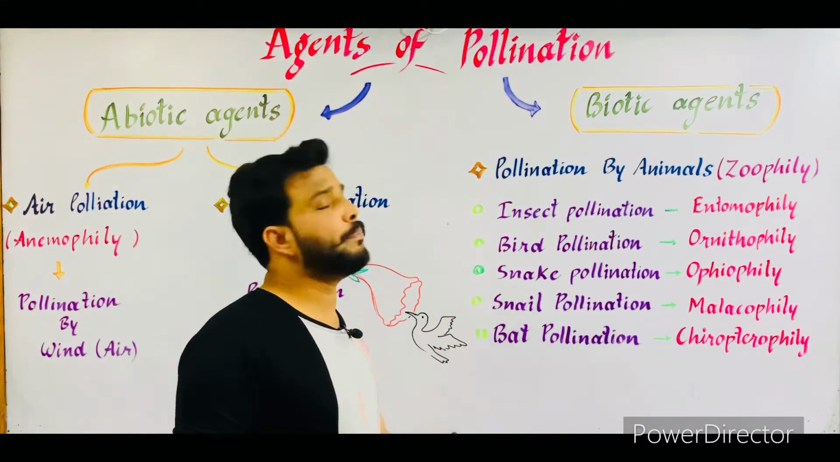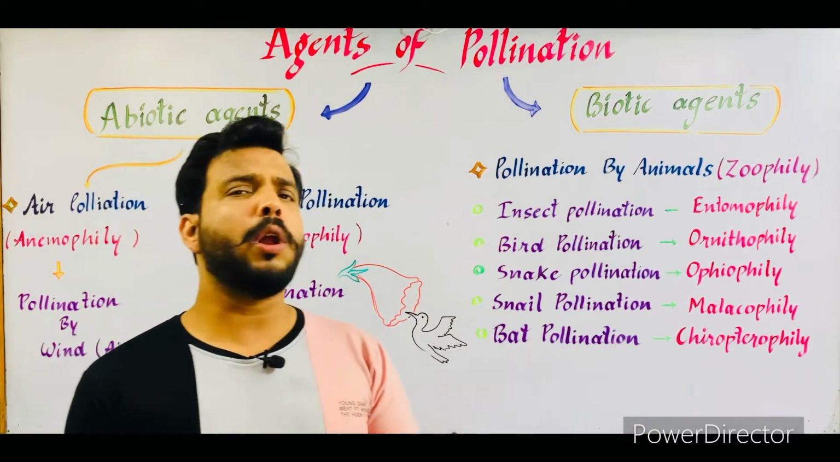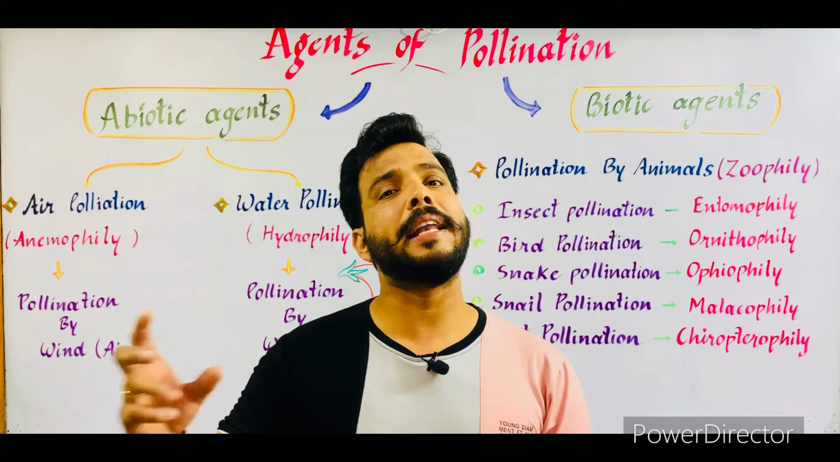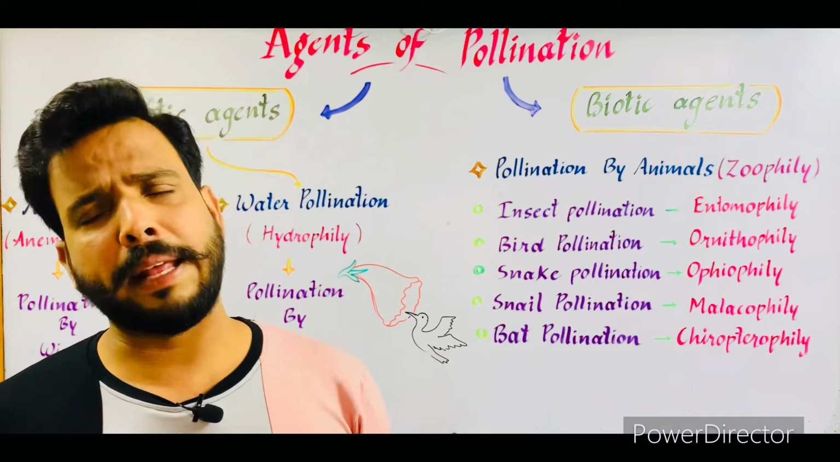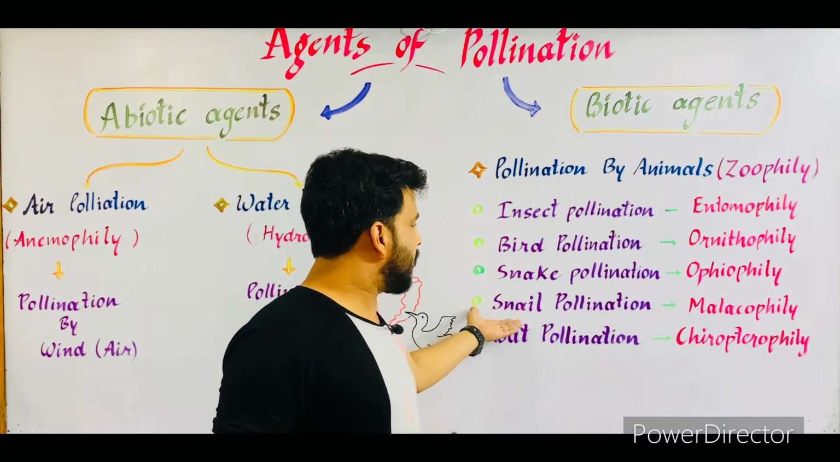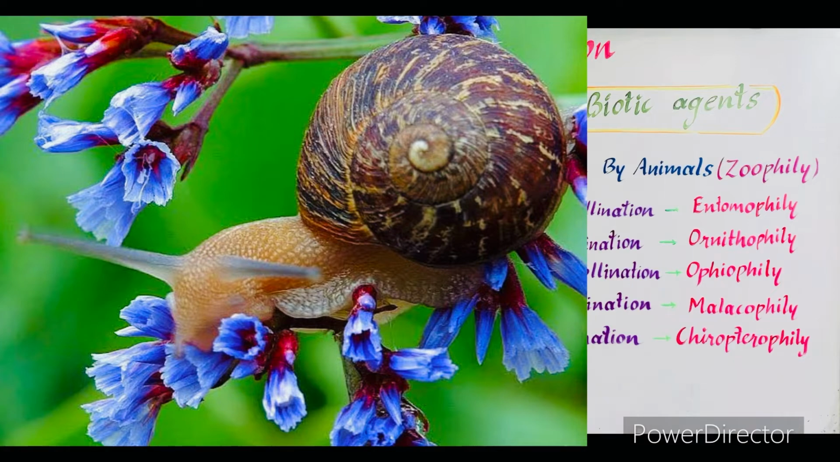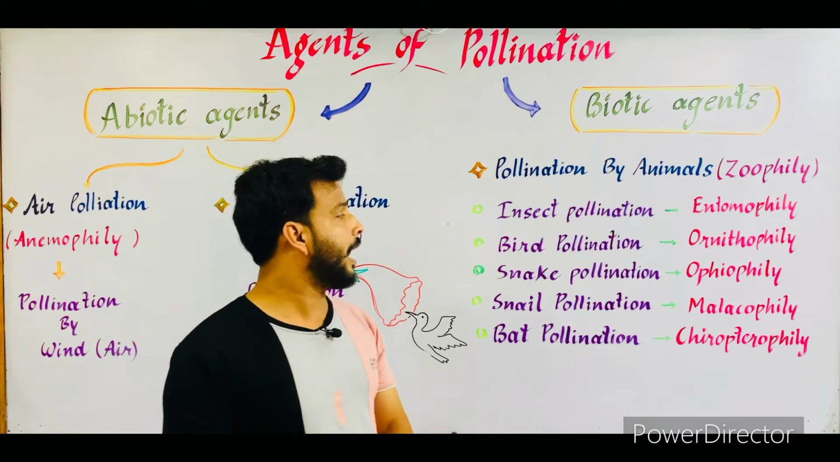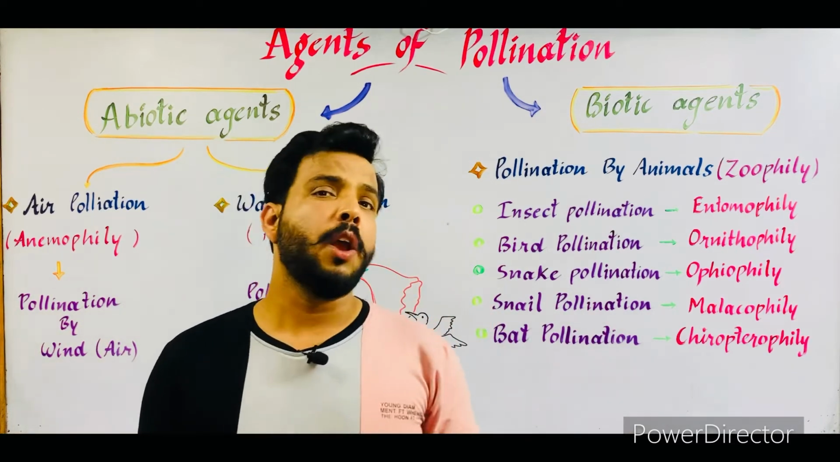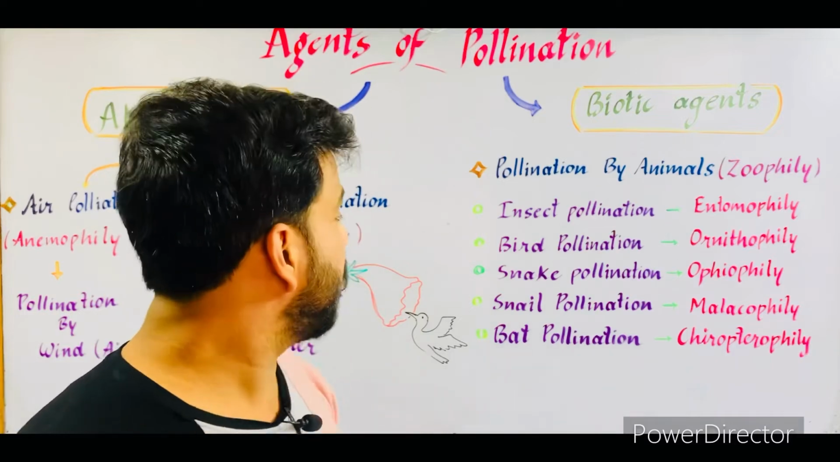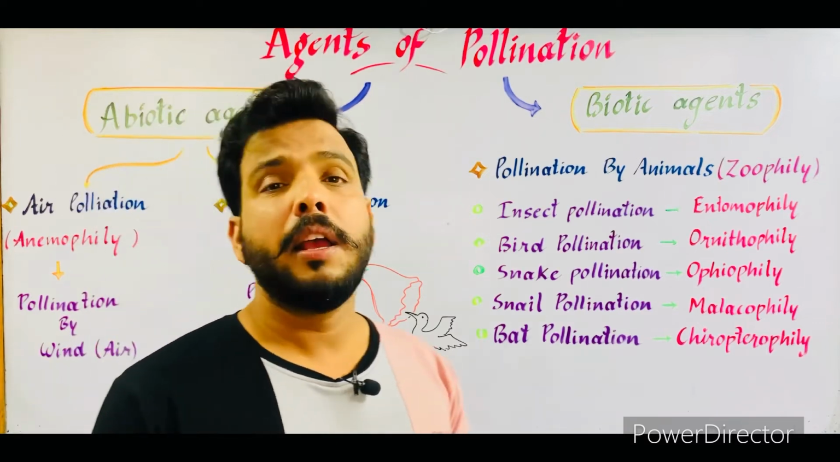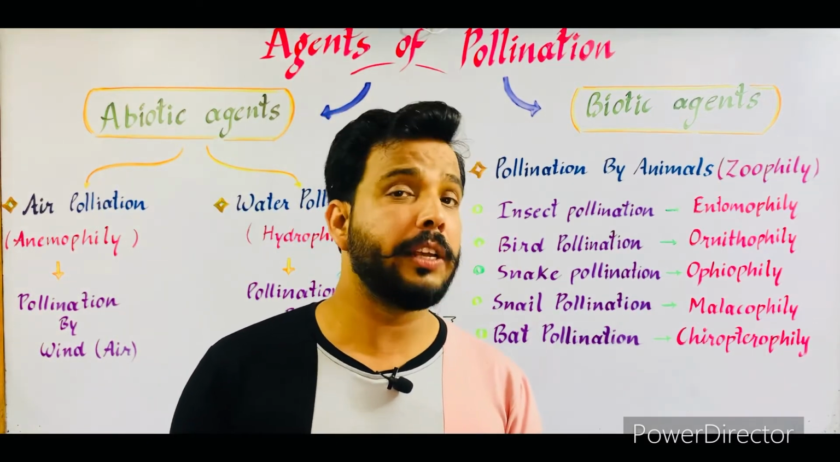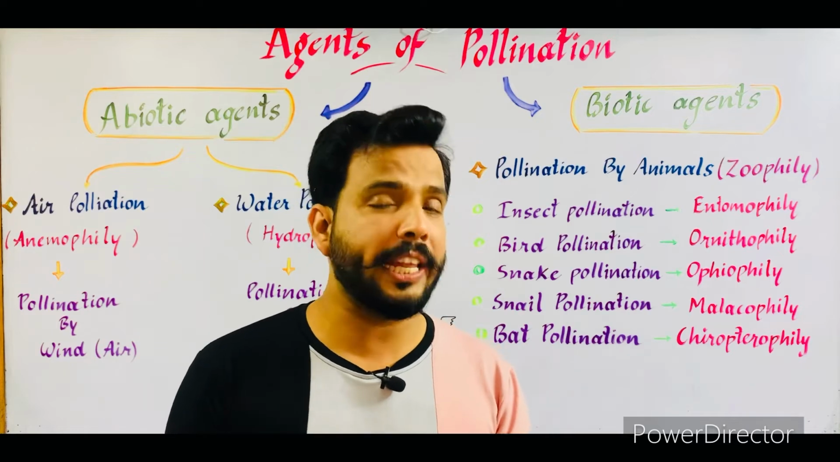Now the next is snail pollination. What is a snail? A snail is a small member of phylum Mollusca, or you can say Pila globosa. Biologically it is known as Pila globosa. It is a marine or aquatic animal. When the snail carries the pollen grains, this type of pollination is known as snail pollination, and biologically it is known as malacophily. Malacophily means pollination takes place with the help of snails. The example of this is the plant Amorphophallus, in which pollination takes place with the help of snails.